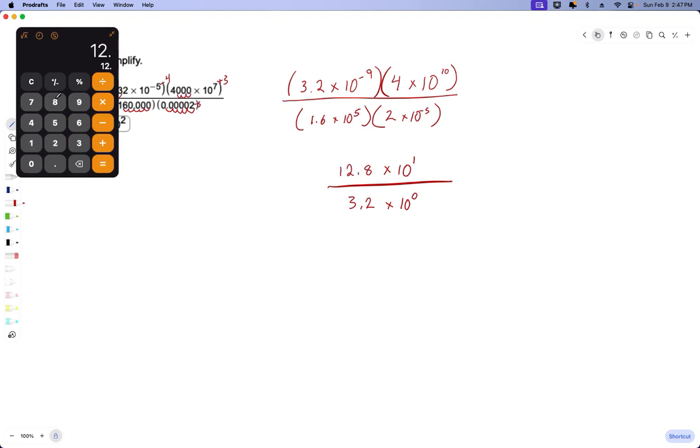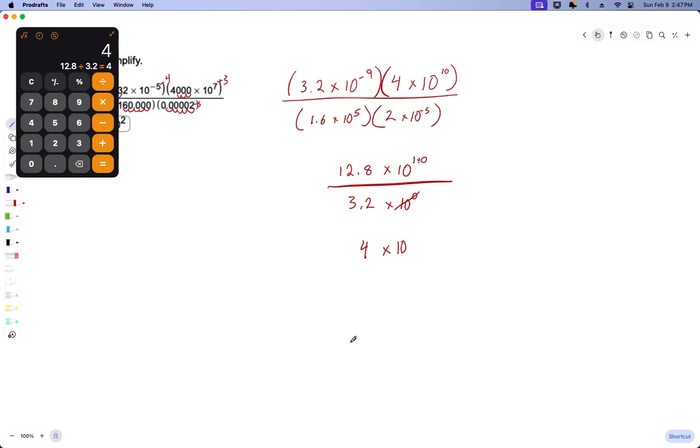So 12.8 divided by 3.2 is 4 times 10. And if I bring the 0 to the top, right, minus 0 or plus 0, doesn't matter, because it's neither positive nor negative, so we're just not changing anything. So that becomes 10 to the 1 power. Right? So that means 10 by itself.